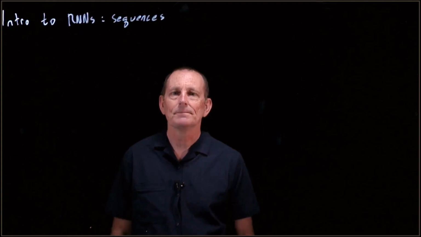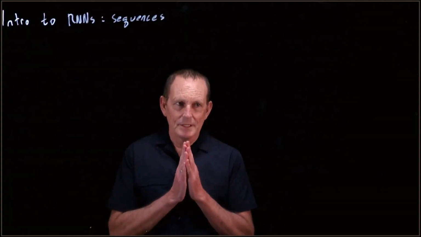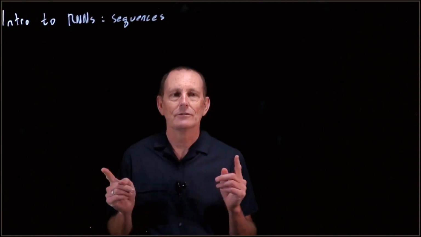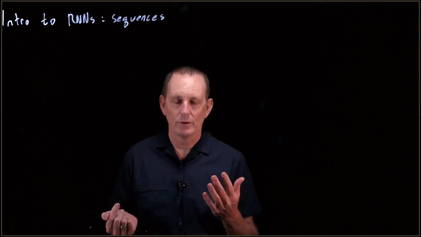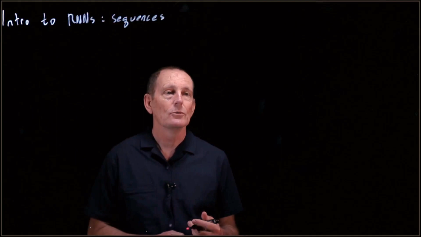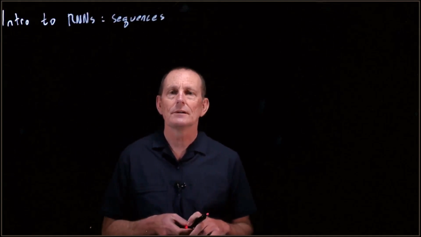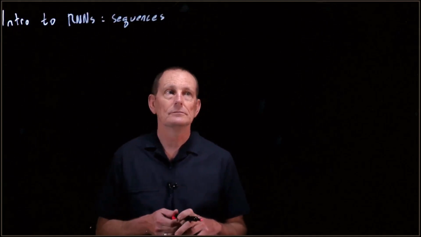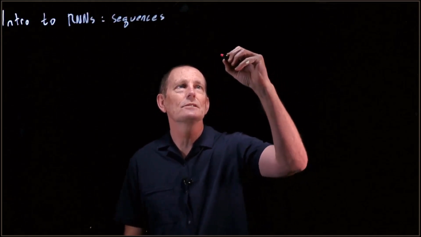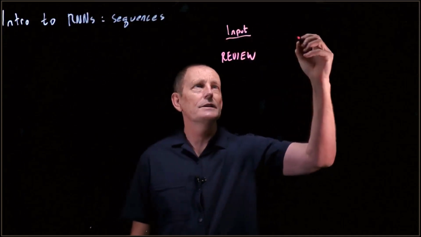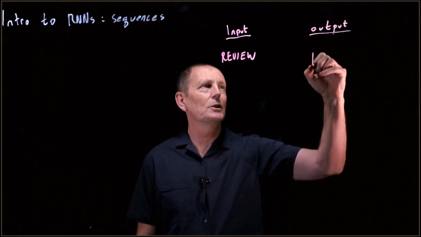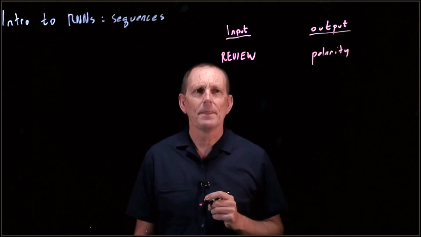Let's talk now about sequence problems. So many problems can be expressed as a sequence of items, either as input or as output. Let's look at an example we've already seen, let's say, a Yelp review. So we have a sequence of words as our input, and as our output, we might have the polarity, positive or negative.